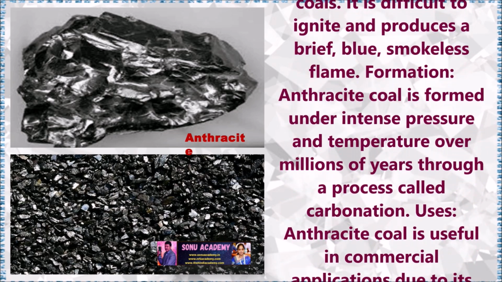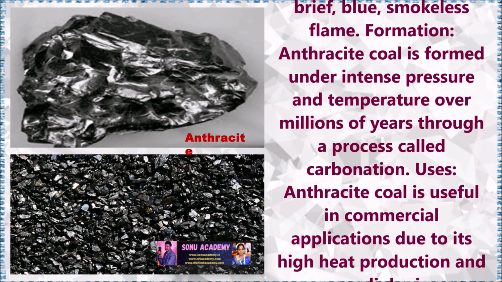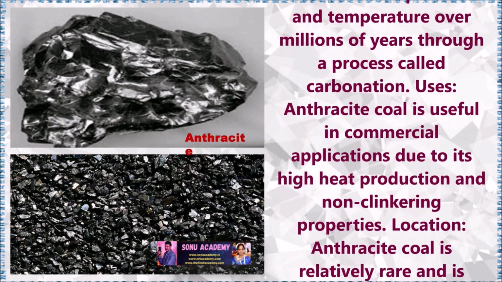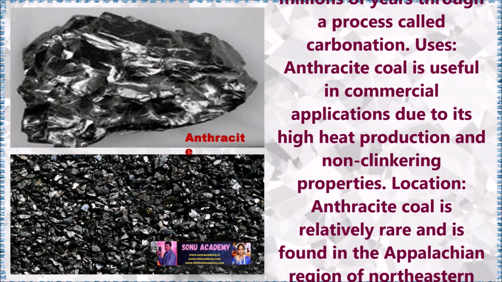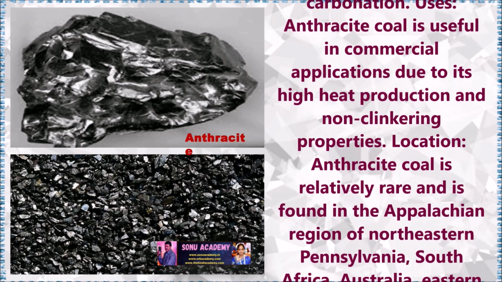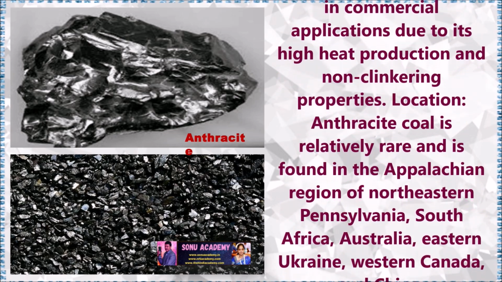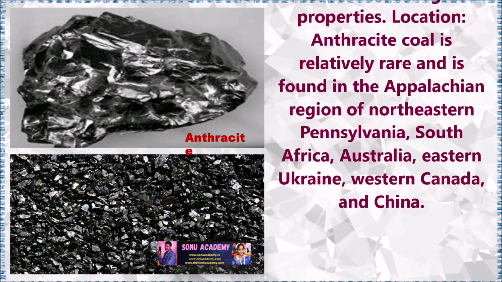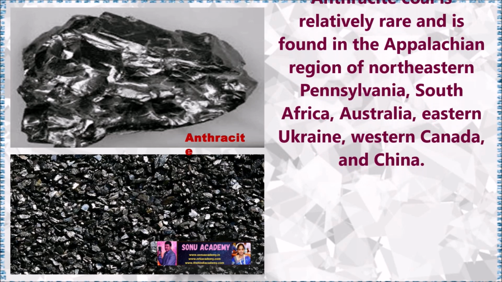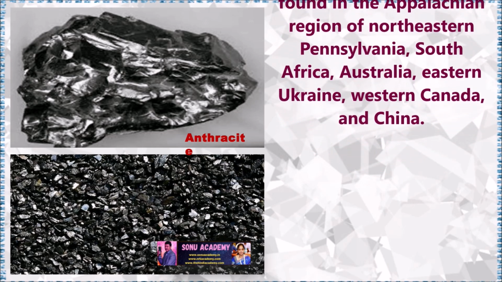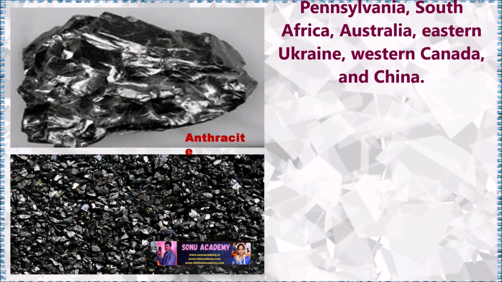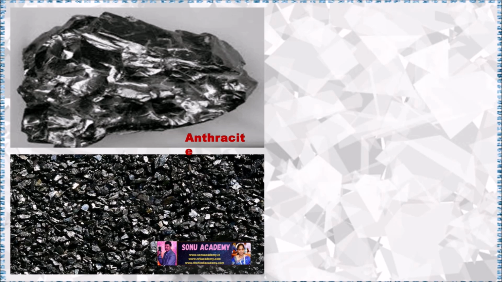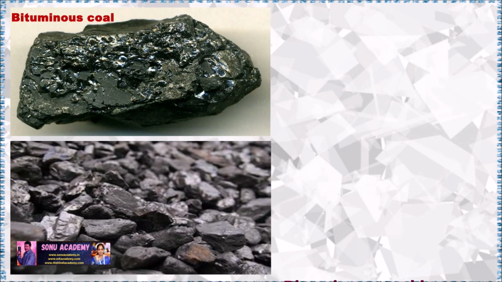Anthracite coal is formed under intense pressure and temperature over millions of years through a process called carbonization. Uses of anthracite coal: commercial applications, due to its high heat production and non-polluting properties. Location: anthracite coal is relatively rare. It is found in the Appalachian region, northeastern Pennsylvania, South Africa, Australia, East Ukraine, West Canada, and China.